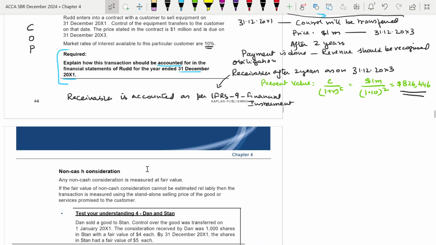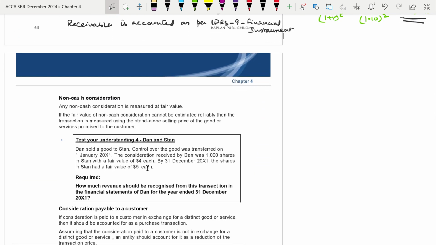Once class is over, just have a revision. It is not difficult, okay? Now, what are the non-cash transactions? Any non-cash consideration should be measured at the fair value.